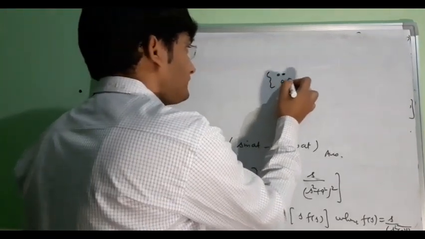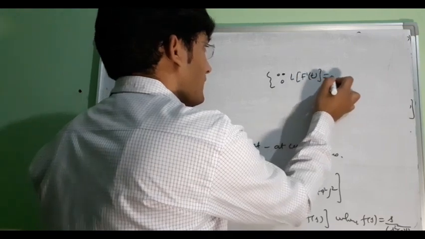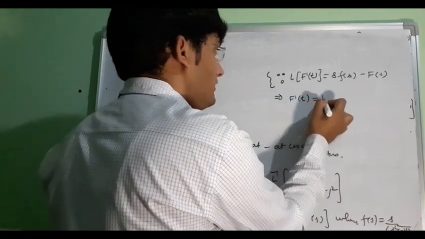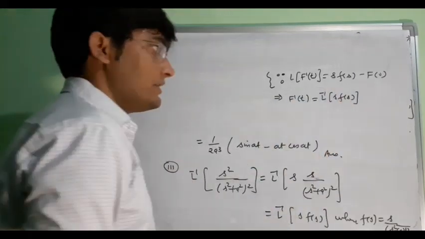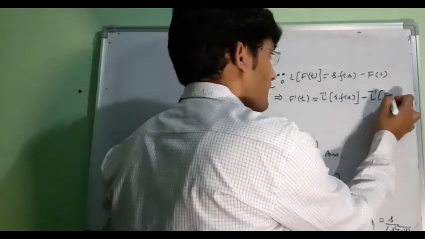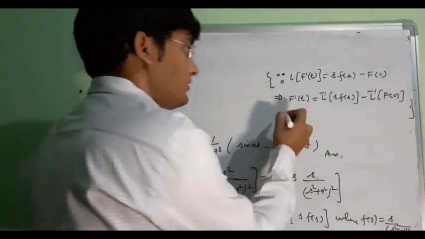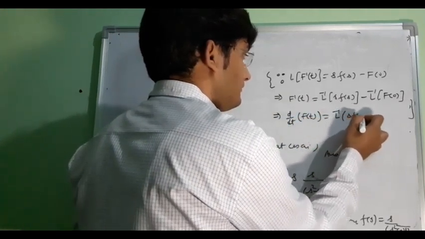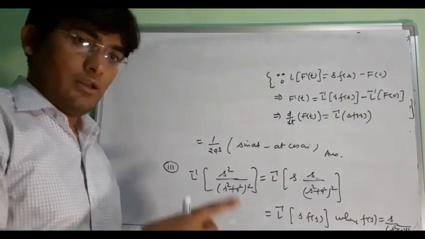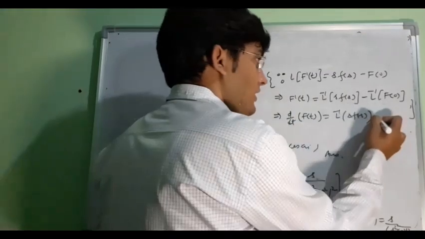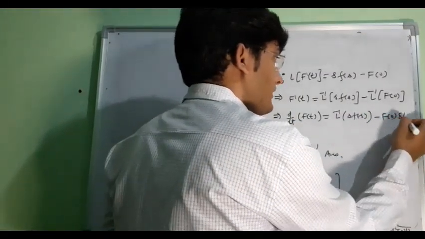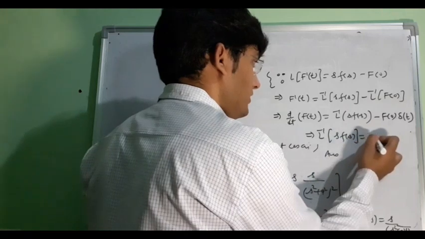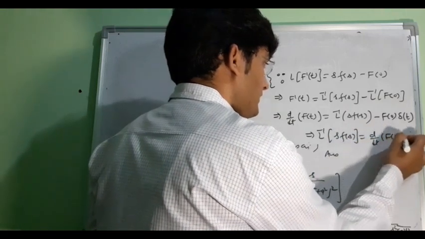Please remember that Laplace of f dash t was sF(s) minus f(0). So on taking the inverse transformation, we will get the Laplace inverse of sF(s) minus the Laplace inverse of f(0). As f(0) is constant, we can take f(0) outside. Then in the bracket we will have Laplace inverse of 1, and Laplace inverse of 1 was delta t, that means the Dirac delta function. So we have the formula, the Laplace inverse of sF(s) is equal to d by dt of f(t) plus f(0) delta t.